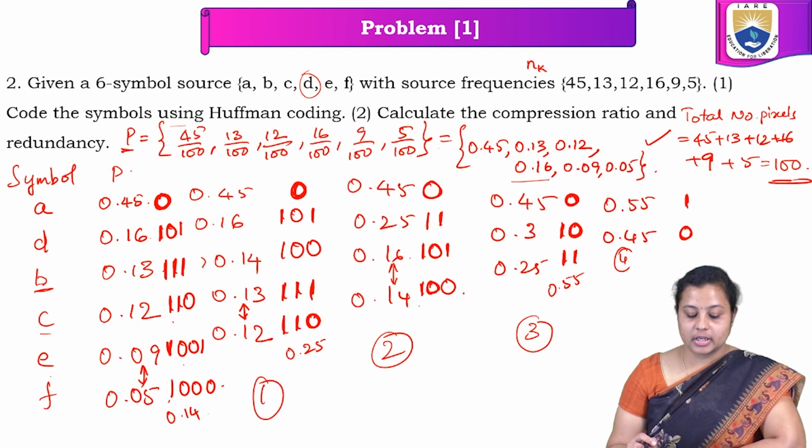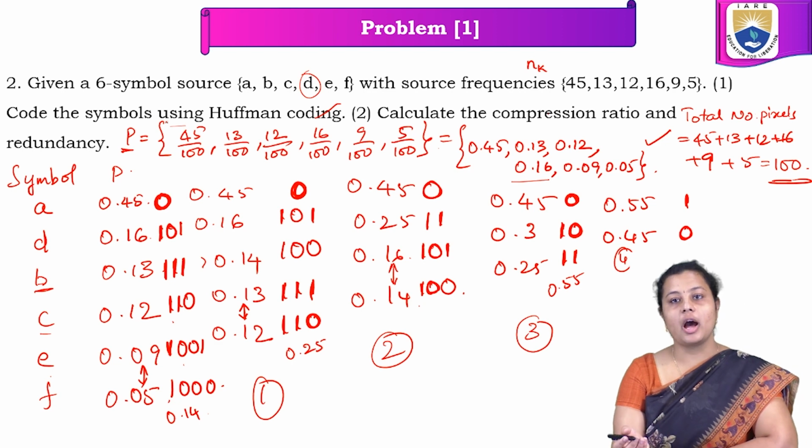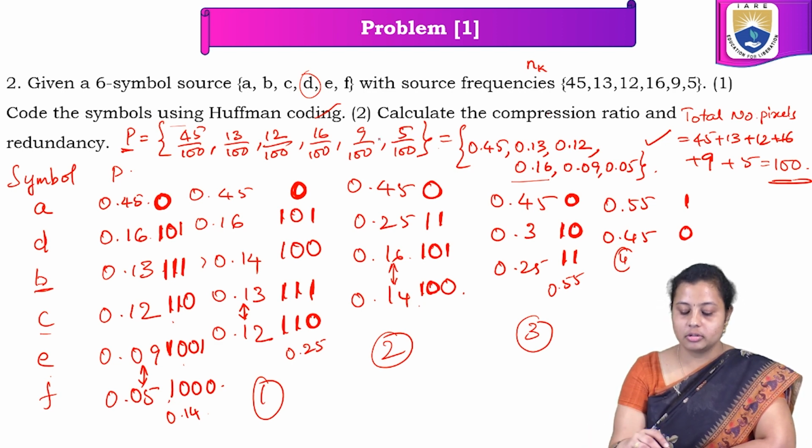Now, what is the second part? We have done the coding. We have obtained the code symbols using Huffman coding. Now we have to calculate the compression ratio and the redundancies, right? So when we are trying to calculate the compression ratio, we have to assume the highest probability that is existing, which is equal to 0.45.